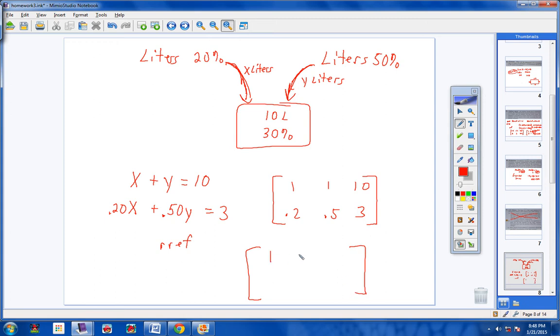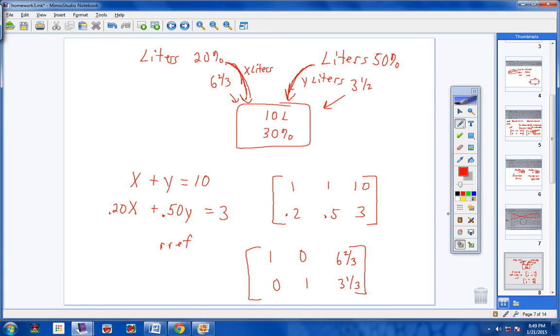You have a 1 here, a 0 here, a 0 here, a 1 here. And for the 20%, which is your X, you're going to have 6 2/3, or 6.6 repeating. And for your other liters for mixture Y, you're going to have 3 1/3, or 3.3 repeating. Okay, so there's the amount of liters. So we're going to pour 6 2/3 liters of the X in. We're going to pour 3 1/3 liters of Y in, and we will get out 10 liters of a 30% acidic substance.